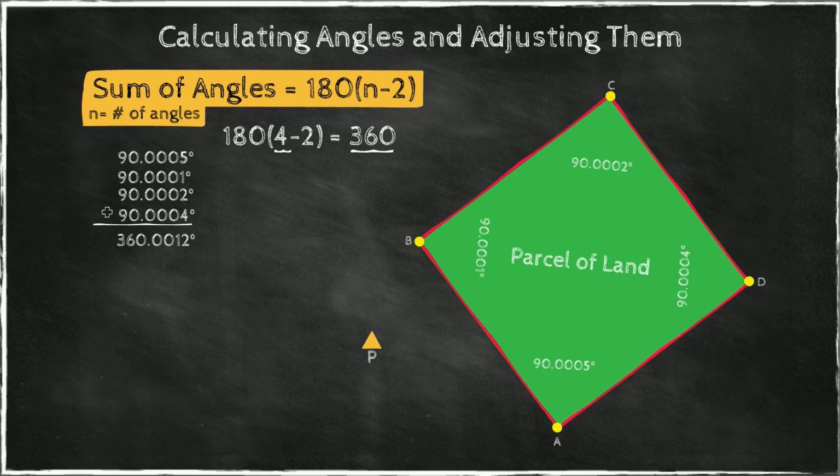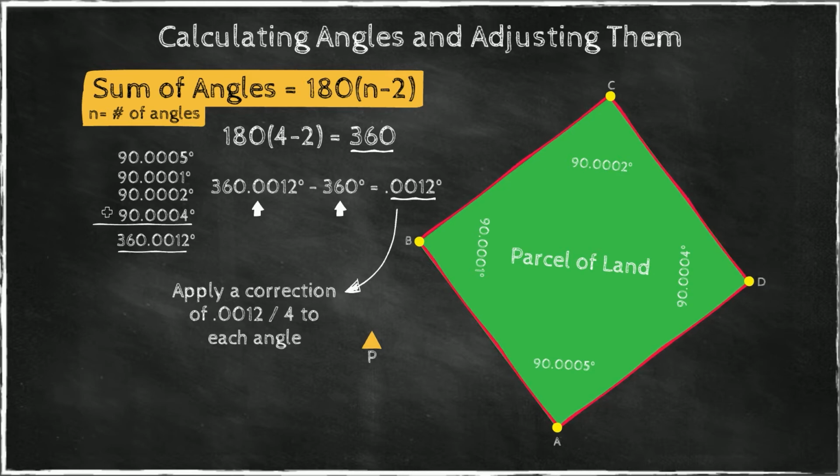Now, how do we correct those small errors in the angles? First of all, we calculate our misclosure. Our sum in this case should be 360. It isn't. It actually is slightly above that. So what we do is we simply divide the difference between this number and this number, which happens to be 0.0012, as shown here. We divide by the number of vertices, and we apply this correction to each angle.